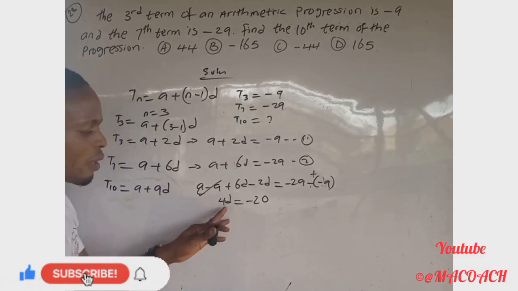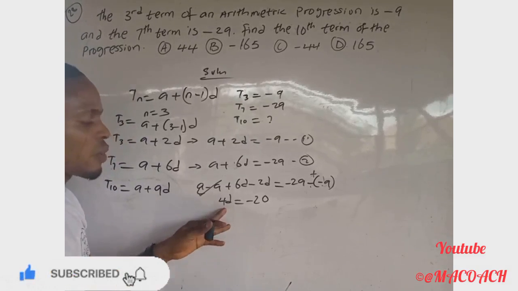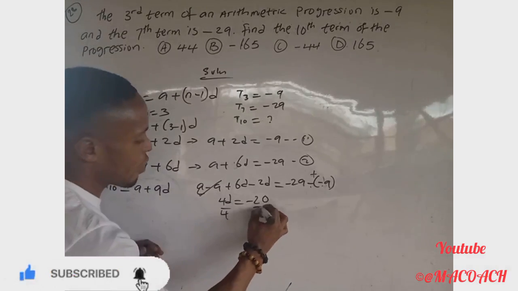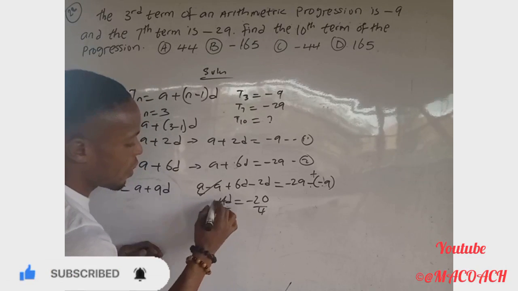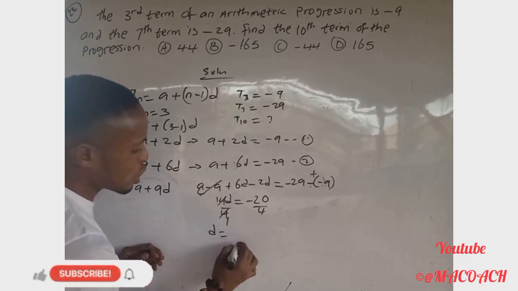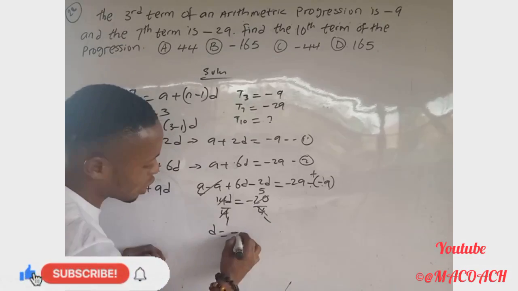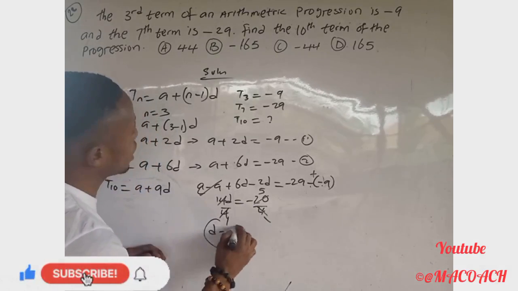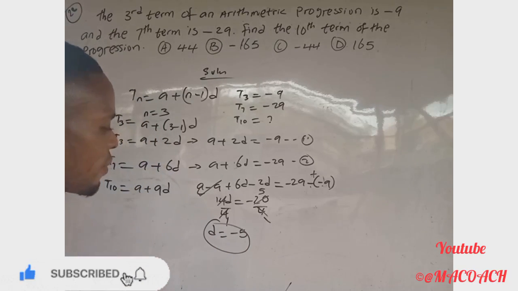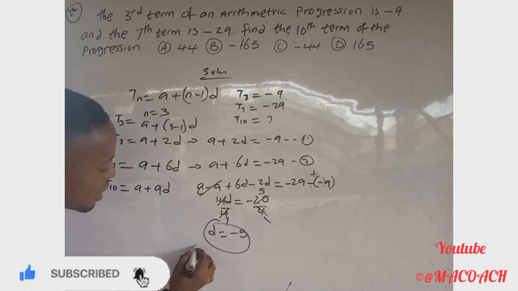We are dividing both sides by d's coefficient, which is 4. Divide both sides by 4. 4 here, 1. 4 here, we have 1. So our d now is equal to, 4 in 20, we have 5. So d is equal to minus 5. So our d is equal to minus 5.